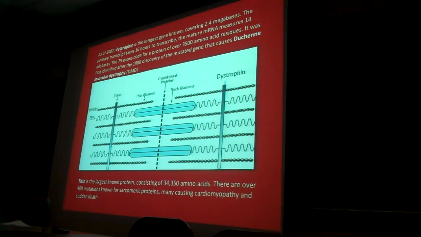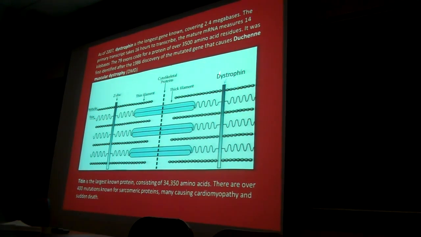But look what happens. It takes 16 hours to transcribe it, to make the RNA. And then the 79 introns need to be cut out before the exons are all hooked back together. Remember, the bad part of the gene is looped up and the good part is hooked and the bad part leaves? 79 times, and it all has to work perfectly to get the right protein to hook that Z-line to the membrane. So that's kind of weird, you know? That's fantastic. But when it goes bad, it's why we have so many different types of muscular dystrophy.